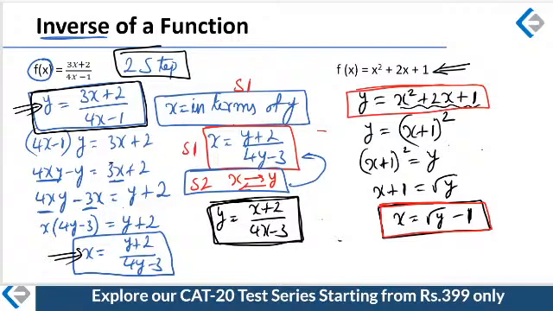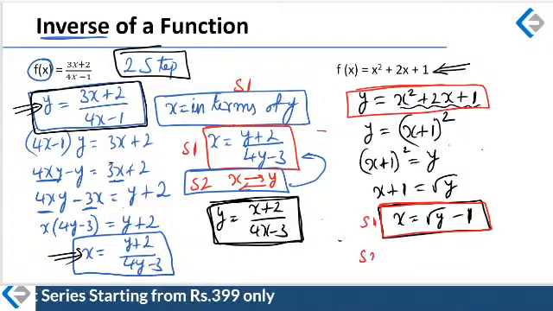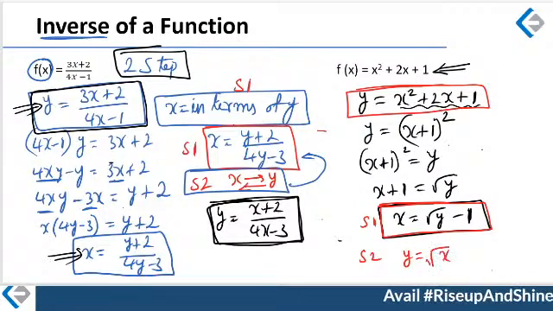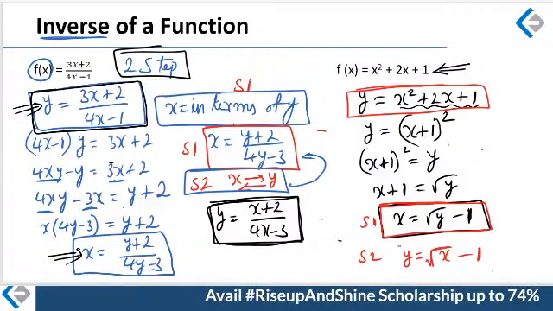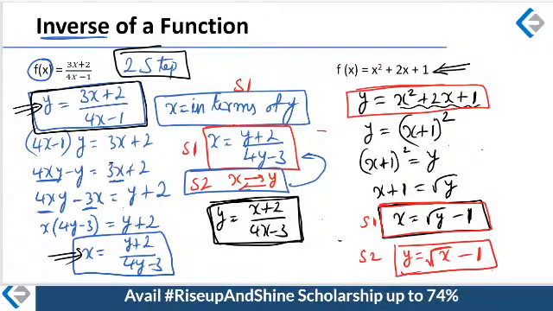Now, this is the first step. What is the second step? Replace x with y and y with x. Therefore y is equal to √x − 1. This is the required answer. This is the inverse of the given function.